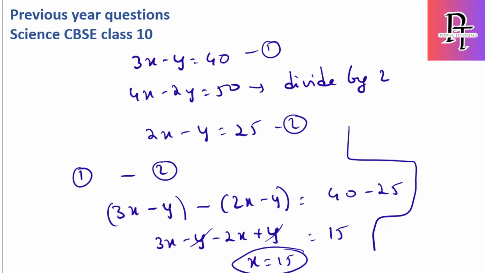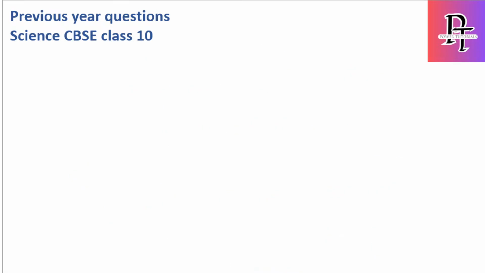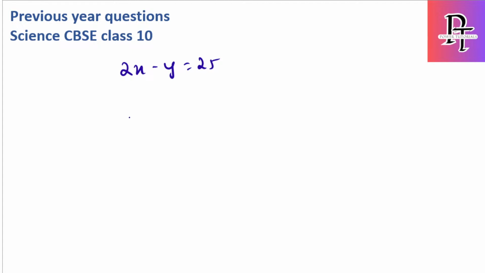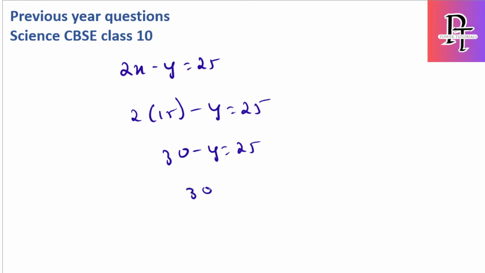I'll write in the next slide. If I substitute in the second equation, that is 2x minus y is equal to 25, and the x value is 15: 2 into 15 minus y is equal to 25. 2 into 15 is 30. 30 minus y is equal to 25. So 30 minus 25 is equal to y. So the y value is 5.